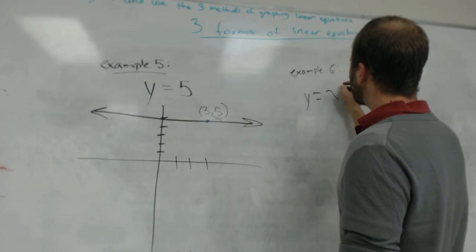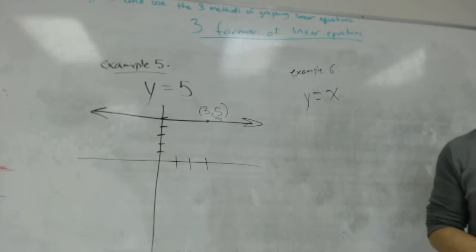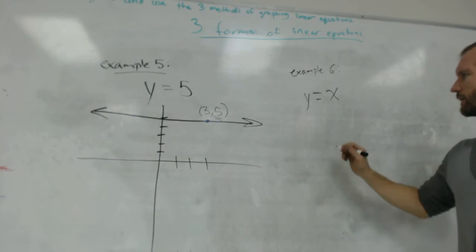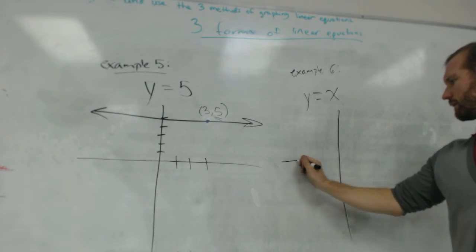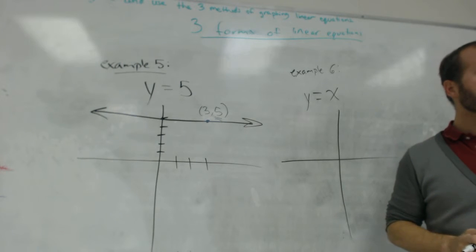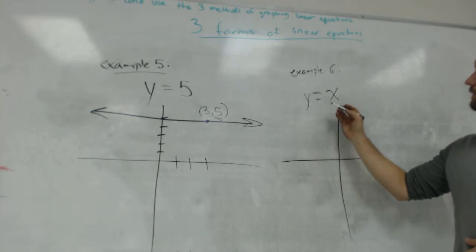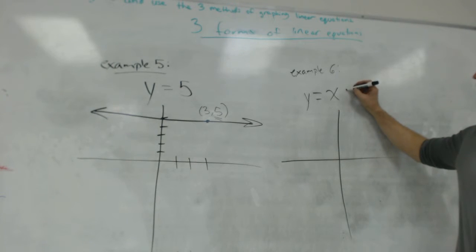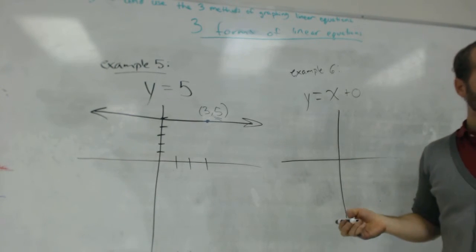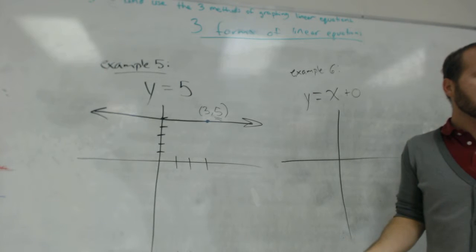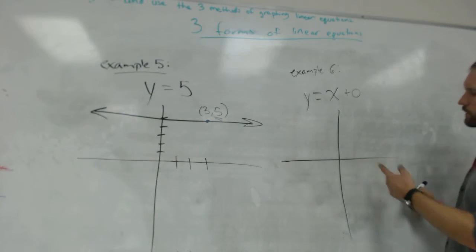y equals x. What form is that? Yeah, that is slope-intercept form. It's just y equals x plus 0. Right, we can always add plus 0, right? That doesn't change anything. So where's my intercept on this graph?